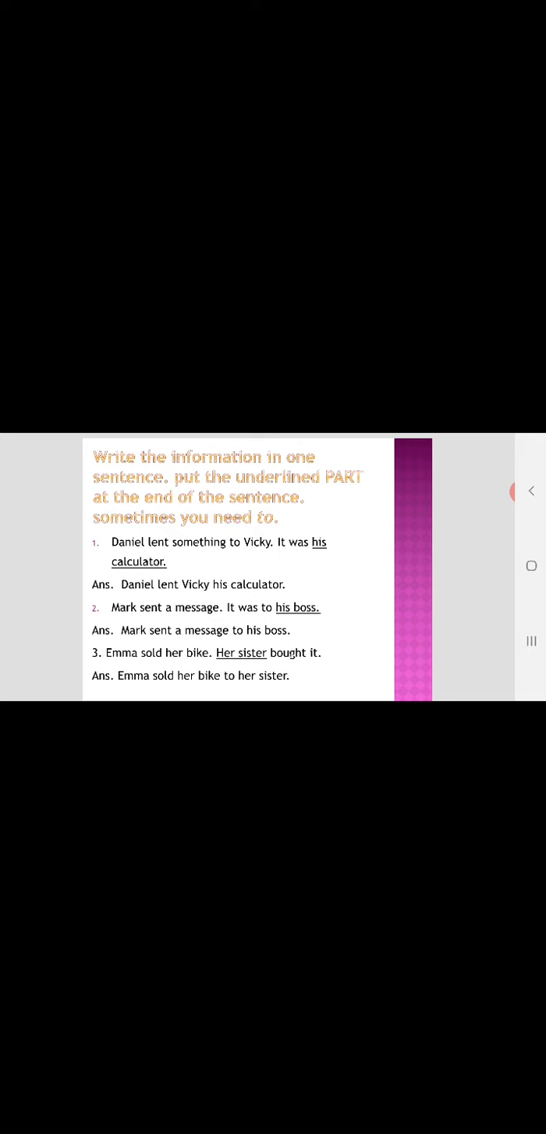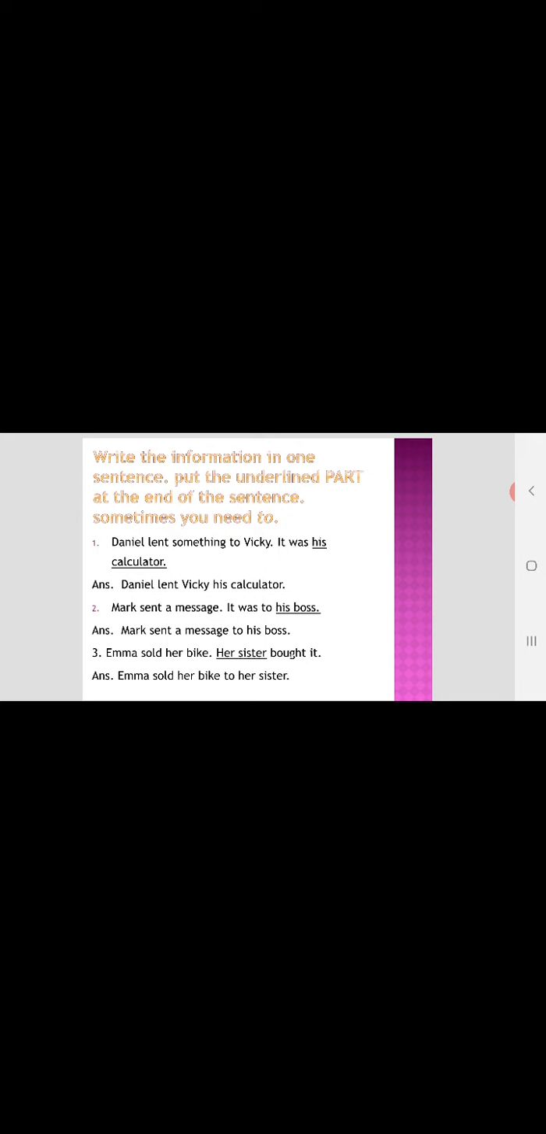So here it's calculator, means the thing that is given. So the thing that is given is direct object. So direct object is at the end of the sentence. So we will not use to. Daniel lent Vicky his calculator. Mark sent a message. It was to his boss. So two objects are there, message and boss. Message is the thing that is given and boss is the person receiving something. So we have to put the boss at the end of the sentence, means indirect object. So we will use to. Mark sent a message to his boss.